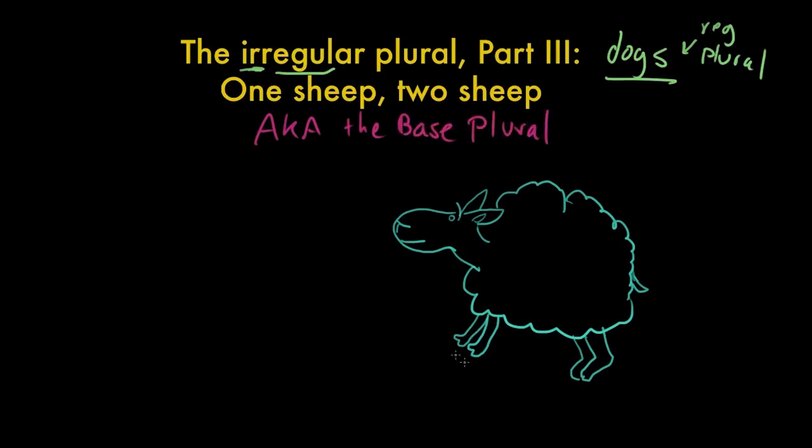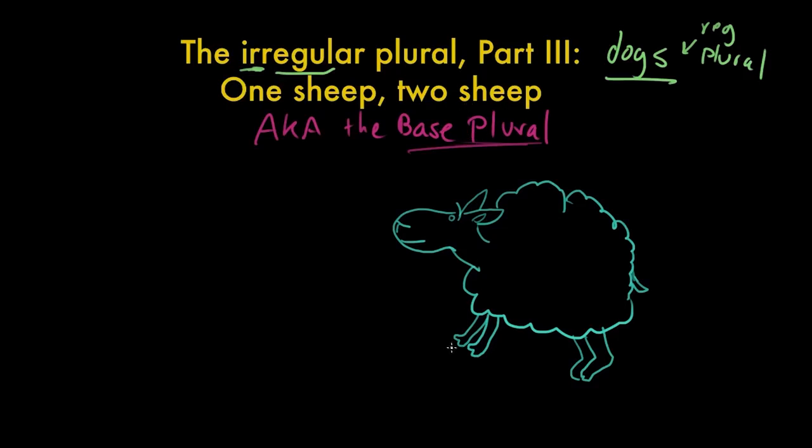Which I will illustrate for you using our friend, the sheep. Now, sheep is a very strange word in that it doesn't matter whether or not there's more than one of them. The form of the word always looks the same, whether it's one sheep or two sheep. It's an irregular plural you don't add an S to. This is called a base plural, because the base, sheep, the thing that you would normally add this particle S to, doesn't change, whether it's singular, sheep, or plural, sheep.